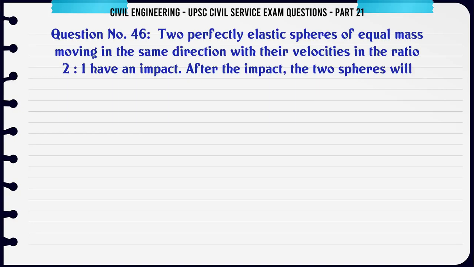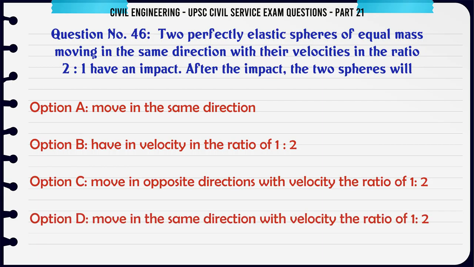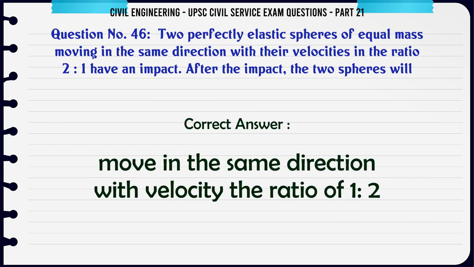Two perfectly elastic spheres of equal mass moving in the same direction with their velocities in the ratio 2:1 have an impact. After the impact, the two spheres will A. move in the same direction, B. have velocity in the ratio of 1:2, C. move in opposite directions with velocity in the ratio of 1:2, D. move in the same direction with velocity in the ratio of 1:2. The correct answer is move in the same direction with velocity in the ratio of 1:2.